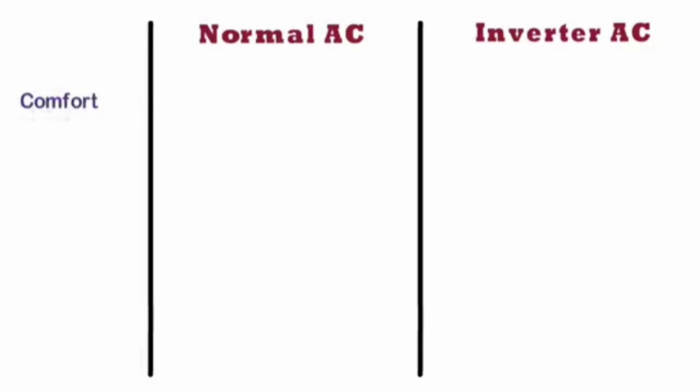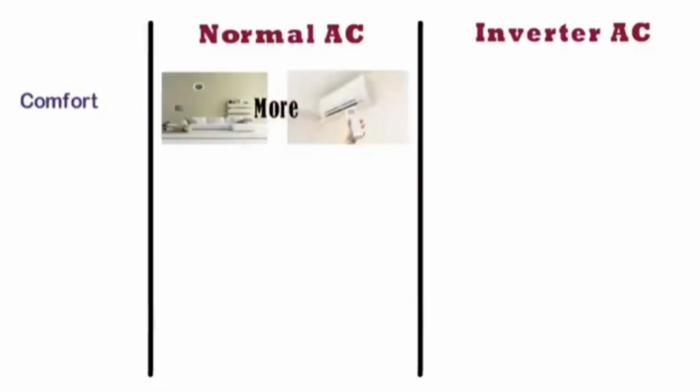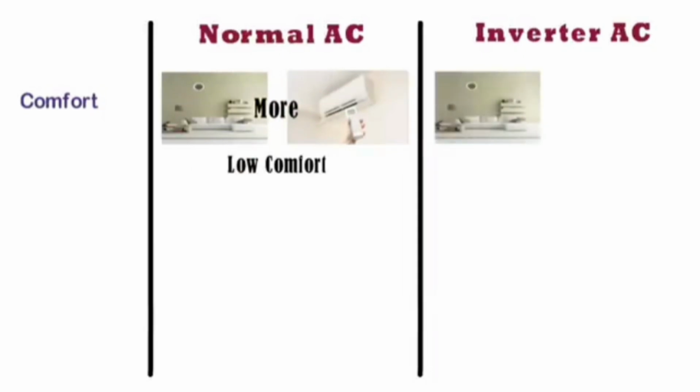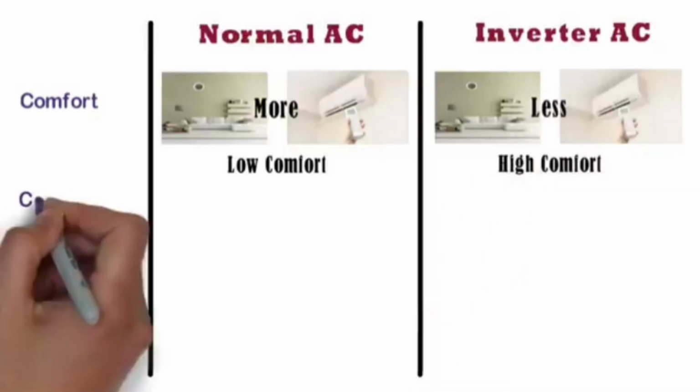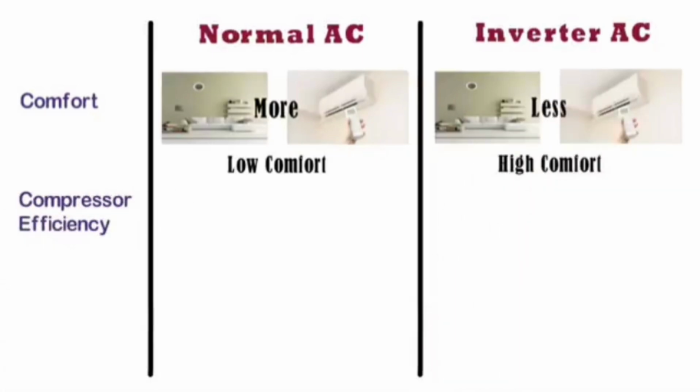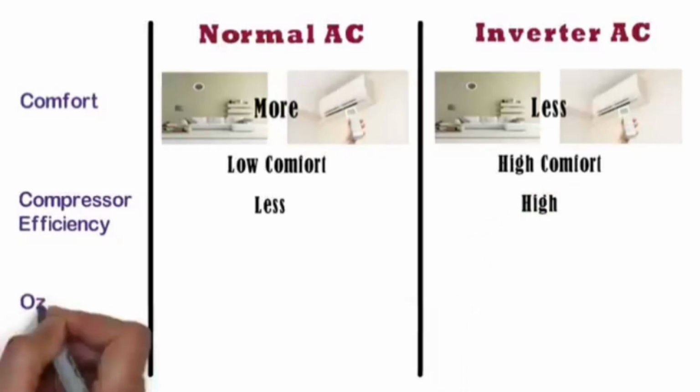Comfort. In case of normal AC, the difference between indoor temperature and set temperature is more, hence the comfort level is low. Whereas in case of inverter AC, the difference between indoor temperature and set temperature is very less, hence the comfort level is high. Compressor efficiency. In case of normal AC, the efficiency of the compressor is less as compared to inverter AC. Whereas in case of inverter AC, the efficiency of the compressor is high.